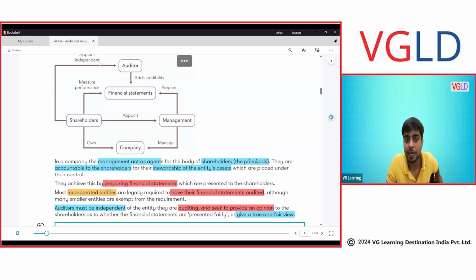So the shareholder appoints an independent third party, which is an auditor. The auditor adds credibility to the financial statements because the auditor is an expert in finance and in business. That is what you are learning in ACCA. You learn about finance, taxation, and so many things, and then you check those things. Based on your understanding, you provide confirmation to the shareholder whether these financial statements are correct or not. You provide your opinion in the audit report. This is the entire purpose of audit, management stewardship, and agency.